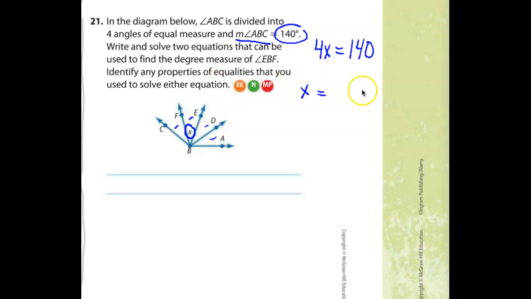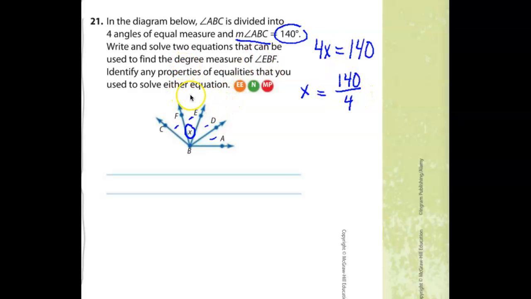Okay, so if there are 4 pieces, what would I have to divide those 4 pieces by to equal that x? What will this number up here be? Answer that, please. Very good. It's also going to be 140 degrees divided by 4 pieces is going to be equal to that 1x. So these are the two different equations. One of them is a multiplication equation, and the other one would be a division equation.